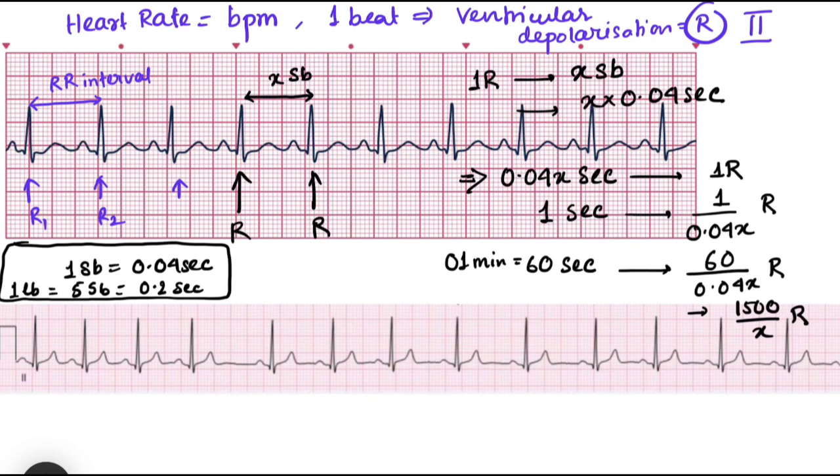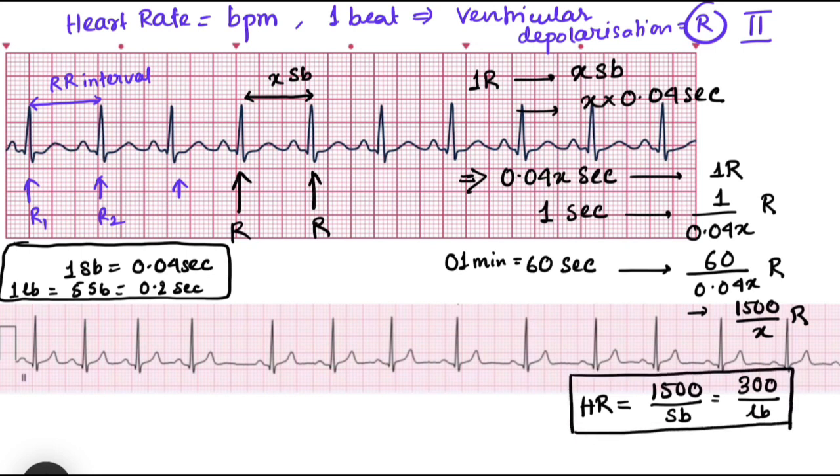That means in 60 seconds there will be 1500 by X beats, and hence heart rate will be 1500 divided by the number of small boxes. And as one large box is equal to 5 small boxes, it will be 300 divided by the number of large boxes. So this is the holy grail formula of our heart rate that we have achieved by now.